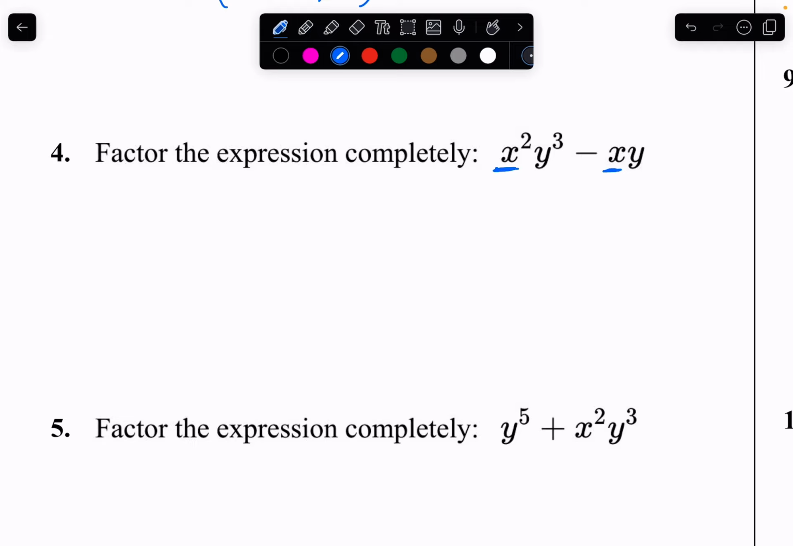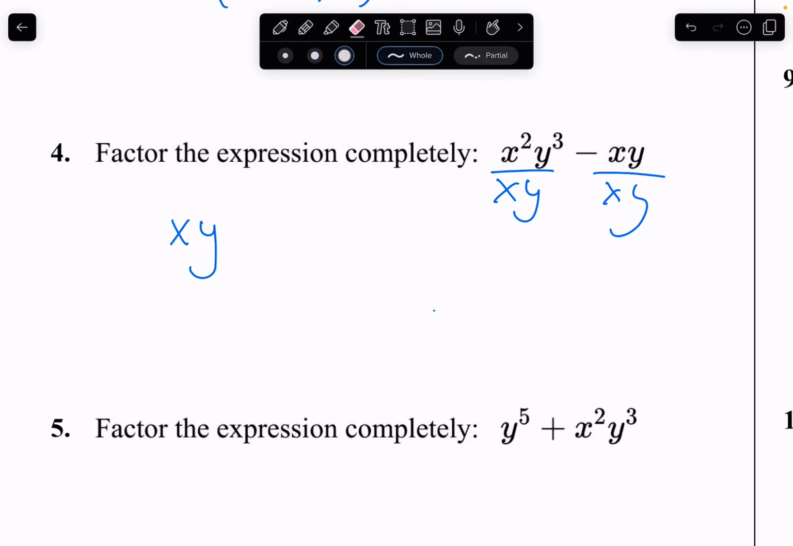So I know I can take 1 away from each of these. I'm going to take 1 x out. This term has 3 y's, this one has 1 y, so I can take 1 y out. Then I'm going to divide each of these by our GCF of xy. This first term is going to become x y squared. And then xy divided by xy, anything divided by itself is 1, and it is negative, so we get minus 1.